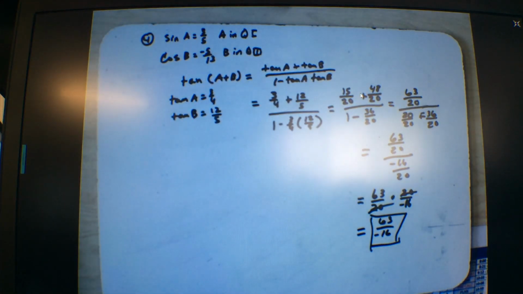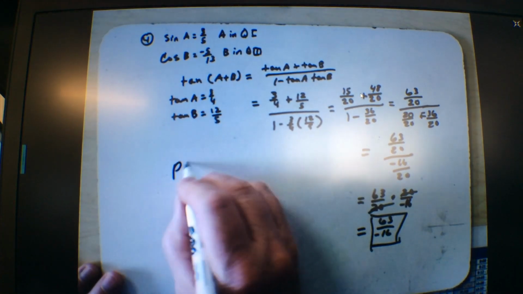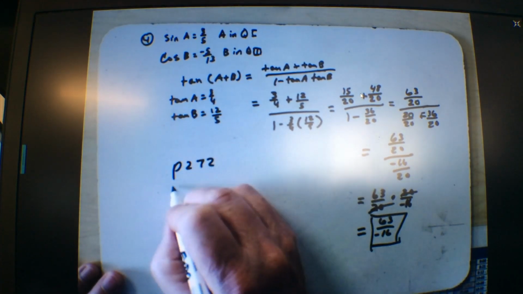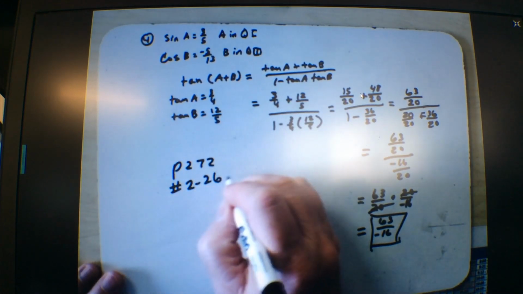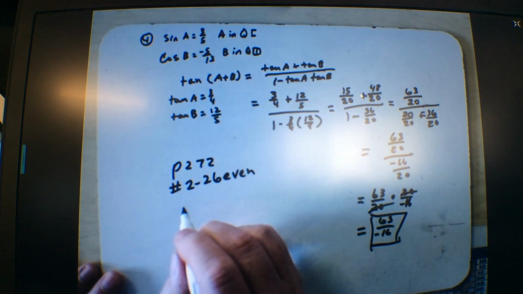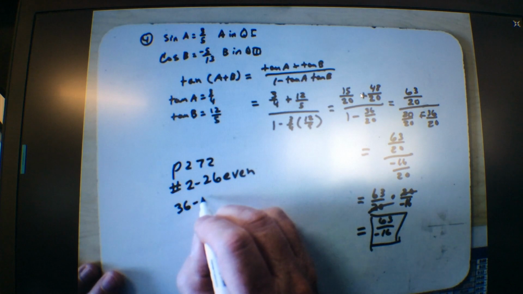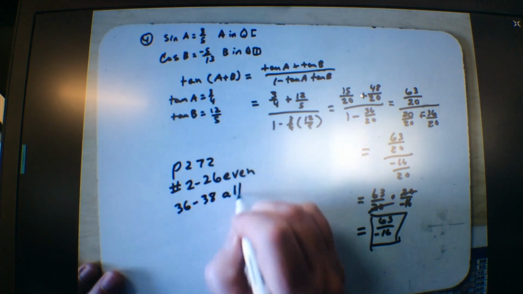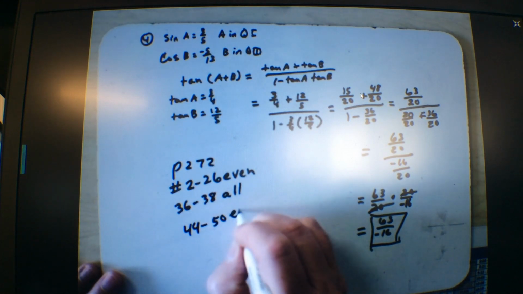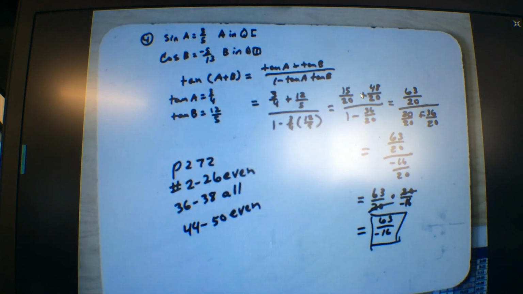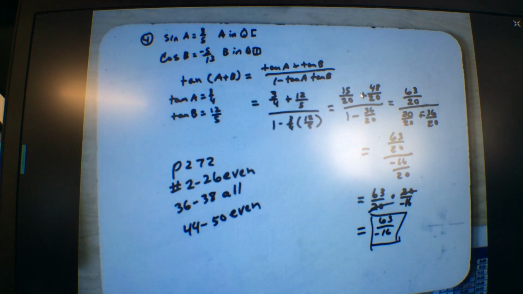I don't think so. All right, so your assignment is page 272. Here, I'll write it out. Numbers 2 through 26 even. And then 36 through 38 all. And then 44 through 50 even. It is due Monday. And we'll start a new section on Monday. I'll record it too.